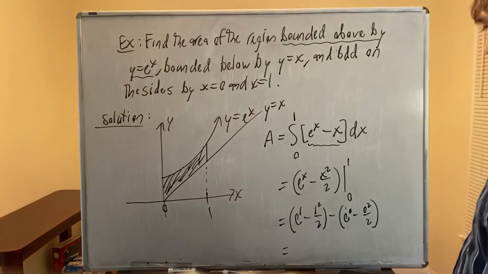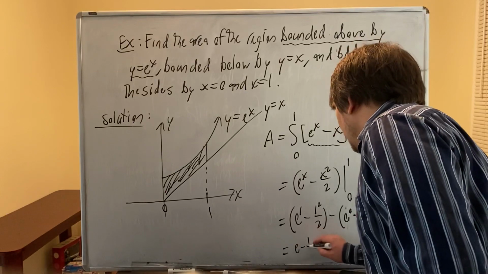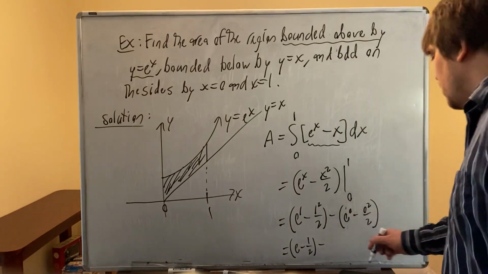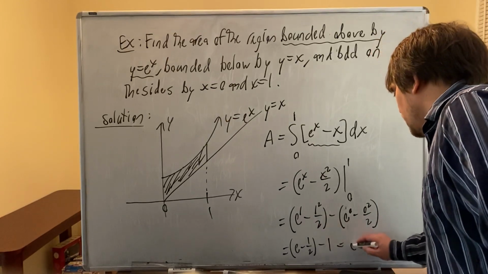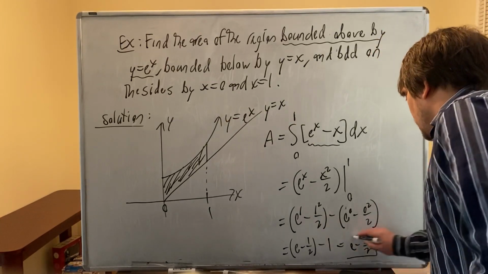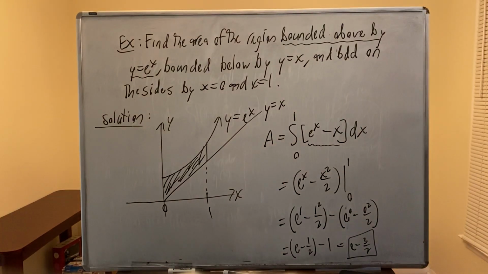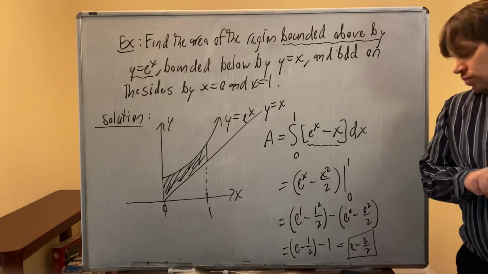So then this is equal to e minus 1/2 minus 1 minus 0, which is minus 1. So this is e minus 3/2. Okay, so capital A, the area of that shaded region, is e minus 3/2, which is about 1.2.